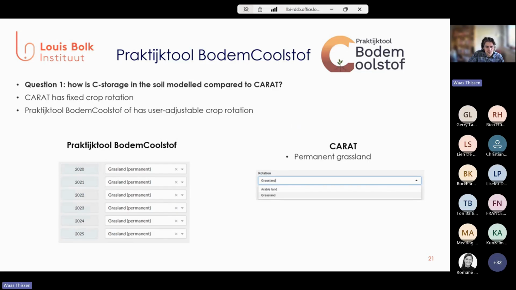Then the last thing, it doesn't really matter in this case, but it's interesting to demonstrate: carrot has a fixed crop rotation. There are two options, and they have fixed settings for what the order of crops looks like in the rotation. In the praktijk tool bodemkoolstof, the user can adjust the crop rotation, and you can copy that crop rotation into the future. It allows for more user tweaking of your individual case.